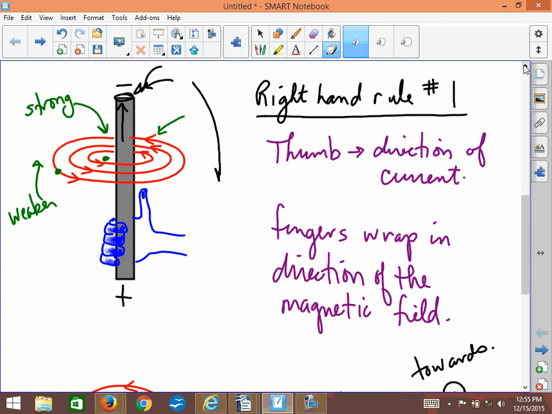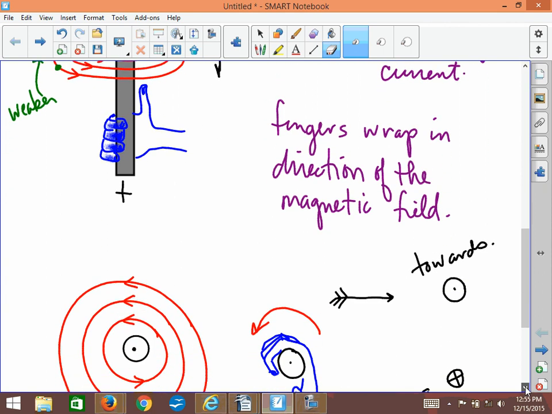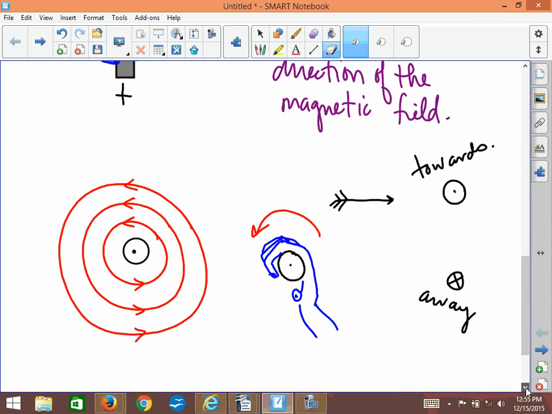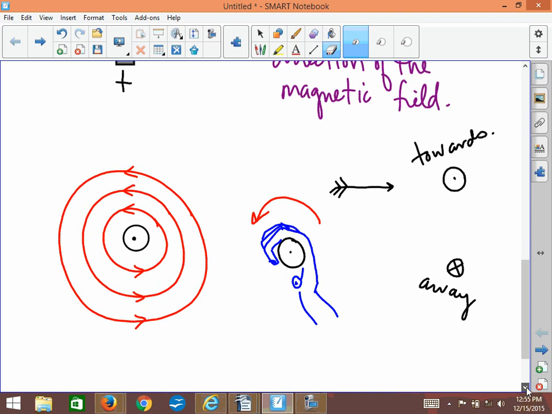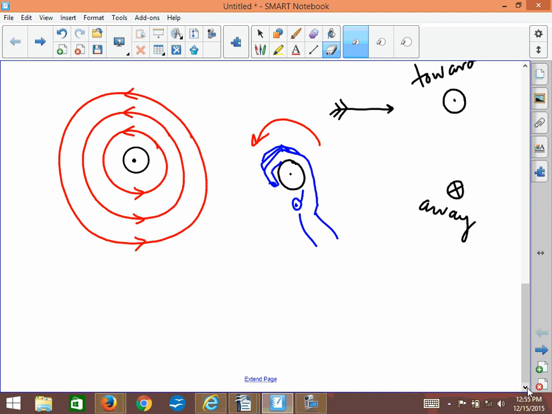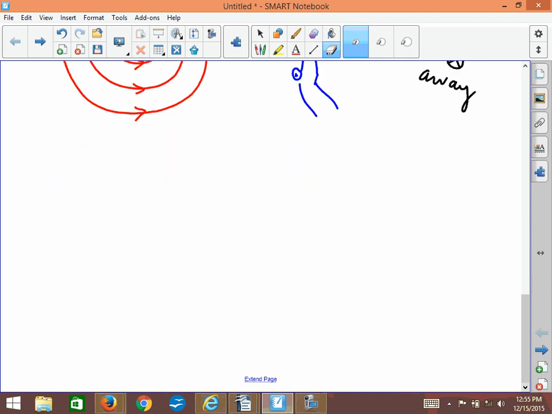But it's harder to draw the hand, because you can't draw a thumb that sticks straight out of the board at you. Very difficult. Okay, now what I'm going to do is give you a couple of these to try on your own, and then we'll see if we can't get you using this right-hand rule.